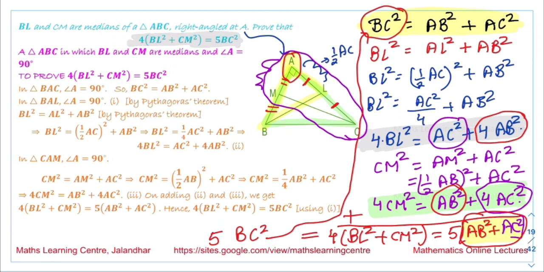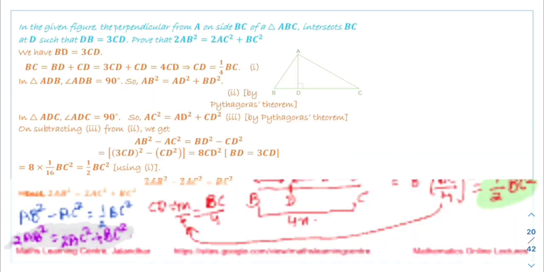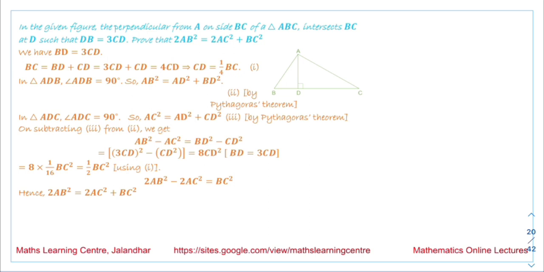Next is, in the given figure, the perpendicular from A on the side BC of a triangle ABC intersects BC at the point D, such that BD is equal to 3 times CD. We have to prove that 2 times AB square is equal to 2 times AC square plus BC square.